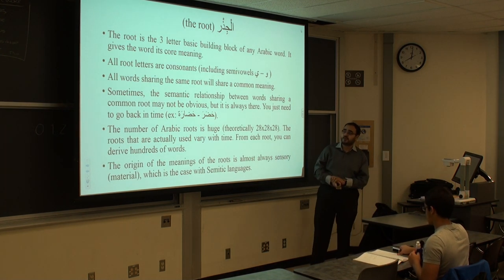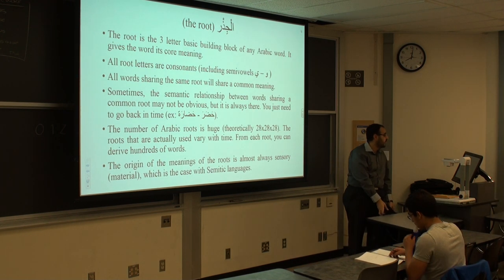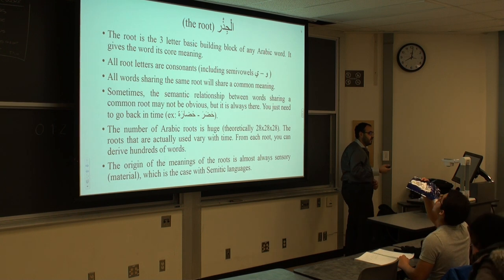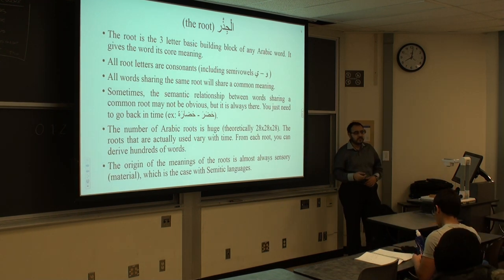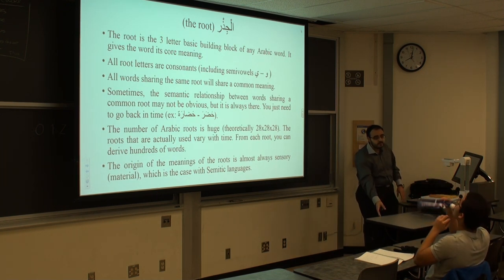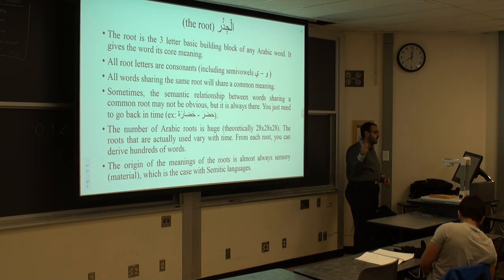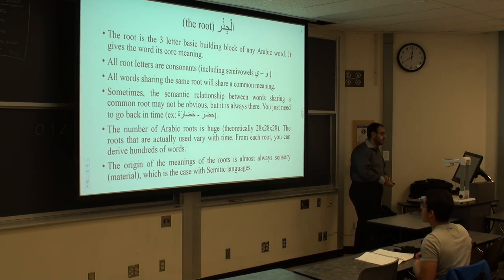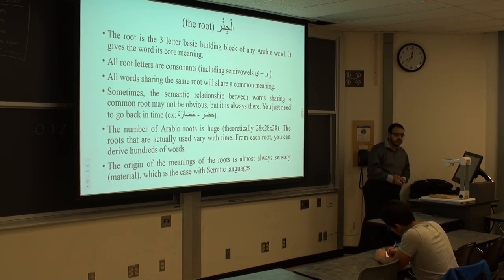Al-jithr, or the root, is the three-letter basic building block of any Arabic word. Arabic, like other Semitic languages, is built around one building block, which is called the root. It consists of three letters, and it gives the word its core meaning.